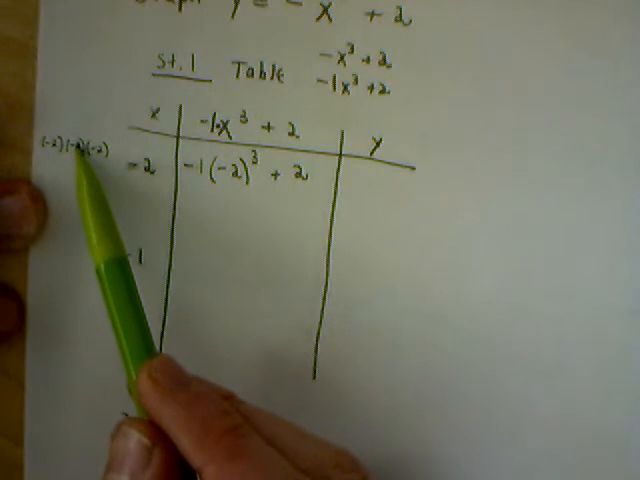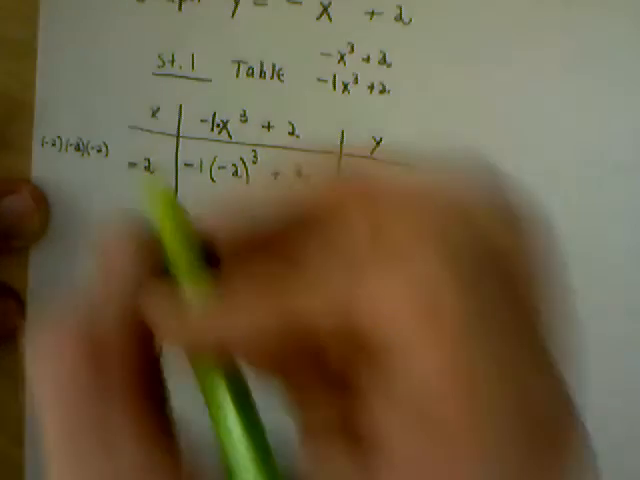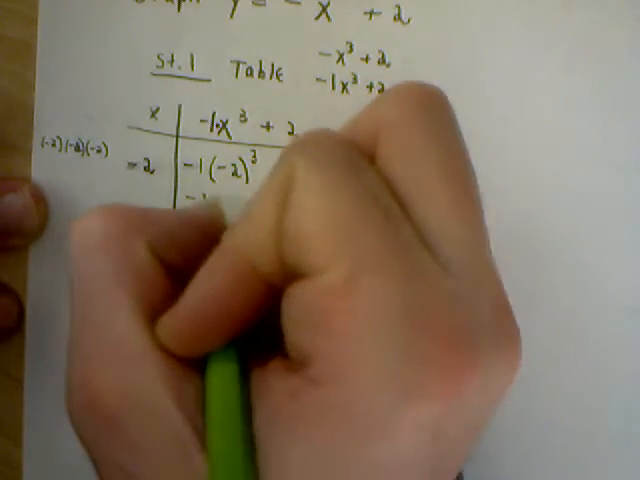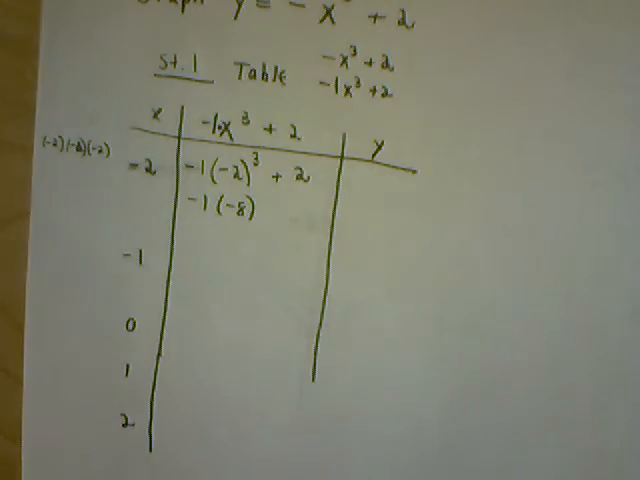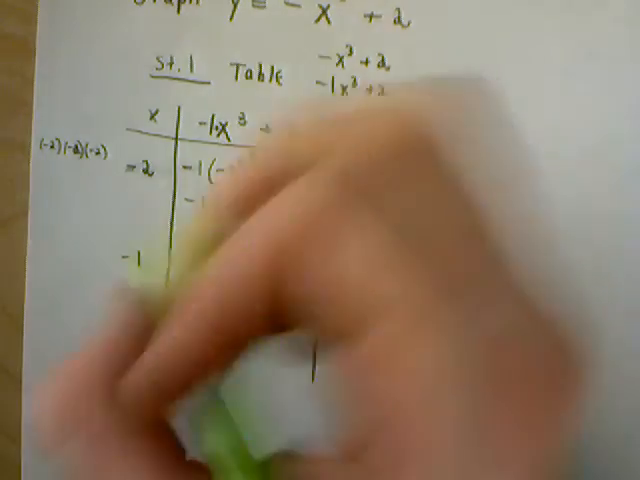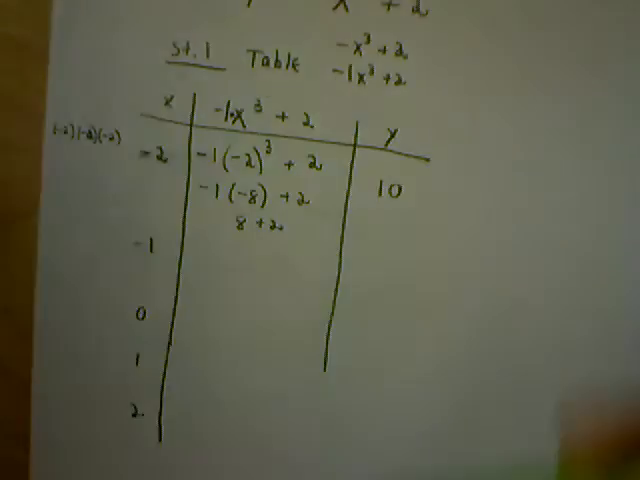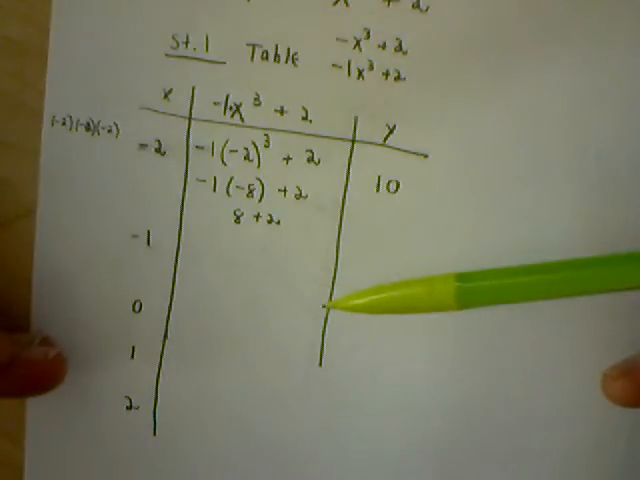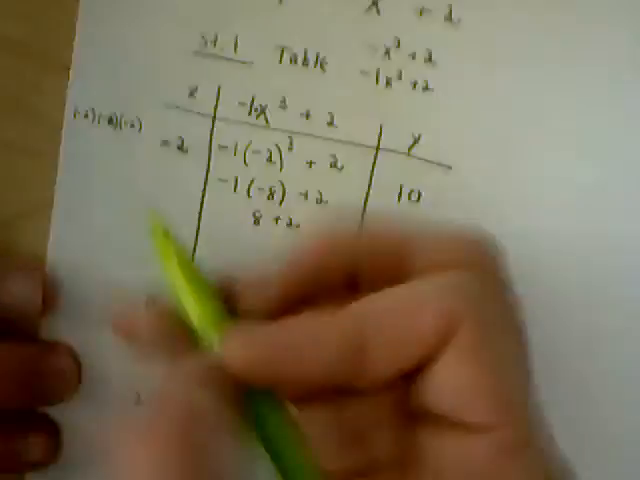Negative 2 times negative 2 is positive 4 times negative 2 gives me negative 8. So I have negative 1 times negative 8. Next, bring down your plus 2. Negative 1 times negative 8 is 8 plus 2. That gives me 10. Notice how I'm giving myself a lot of space in the table to show work in case I have to. And I want the same from you.